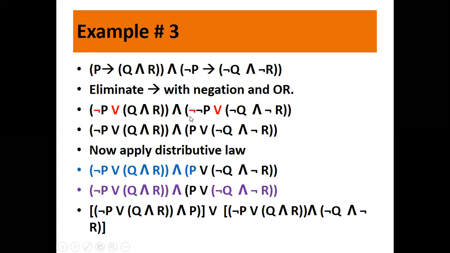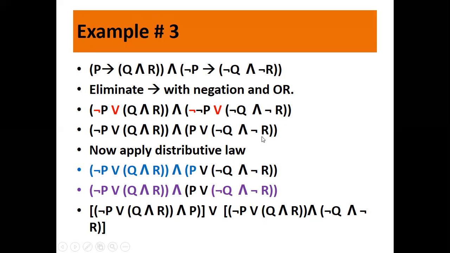Now again, if you look here, it has a double negation. So the double negation gets cancelled, and what you get is directly P. So you get negation of P or Q and R, and P or negation of Q and negation of R. Is it clear?